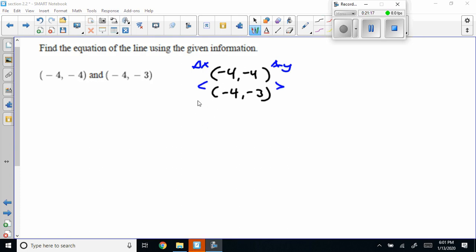All right. -4 to -4. Did I move anything? No, that's 0. -4 to -3 gave me +1, right? -4 up to -3. So slope is change in y over change in x. So that's 1 over 0. What happens when you have a 0 in the denominator? Undefined.